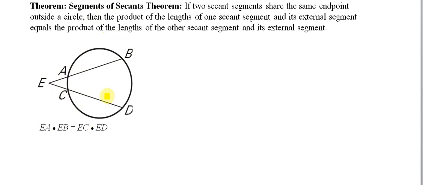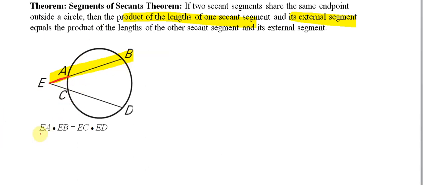one segment and its external part, we have to be very careful how this is stated. So the product of the lengths of the secant segment, so that's EB, that's the whole thing, right, times its external segment, so that's just this part right here. So it's like this short segment times the whole thing. A lot of people make the mistake of taking the two smaller segments and multiplying them together. No, that's not the case.